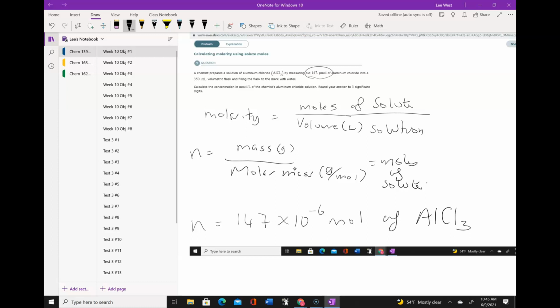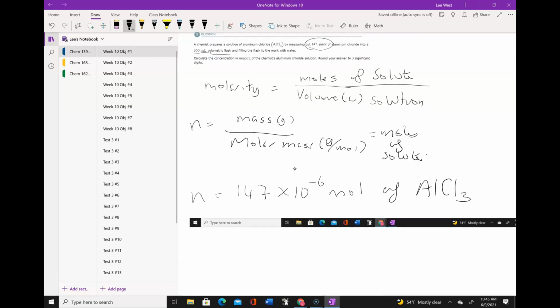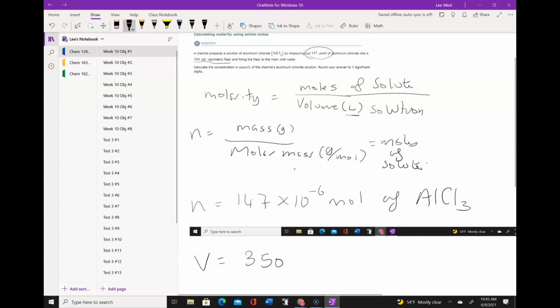And then that's put into a 350 milliliter container. So our volume is 350. And I need our volume in liters for this formula to work. So milli means times 10 to the minus 3. So I'm just going to replace the lowercase m with times 10 to the minus 3, and that is the liters. And that's what we're going to make this up to.